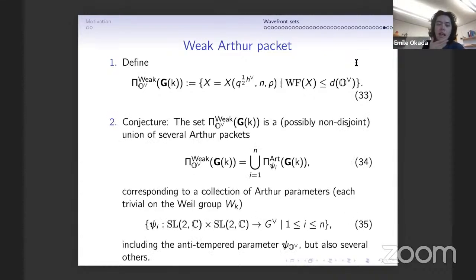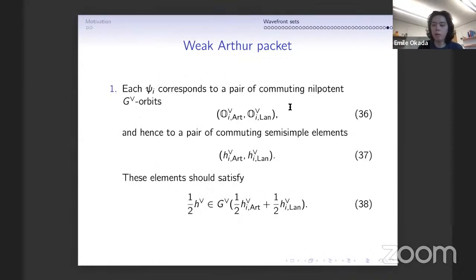We conjecture, and indeed in the paper that we've put out on the arXiv we do this particular example, that the weak Arthur packet is a possibly non-disjoint union of several Arthur packets, which are all trivial on the Weil group. In particular, since they're trivial on the Weil group, they correspond to commuting pairs of nilpotent orbits, and thus pairs of commuting semisimple elements. We conjecture additionally that these neutral elements should also satisfy this condition here.